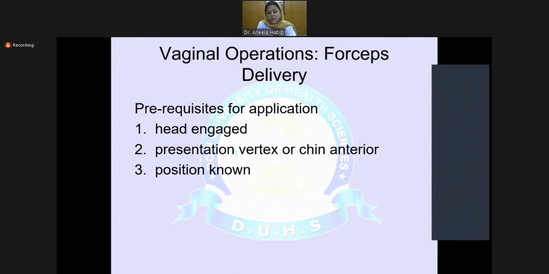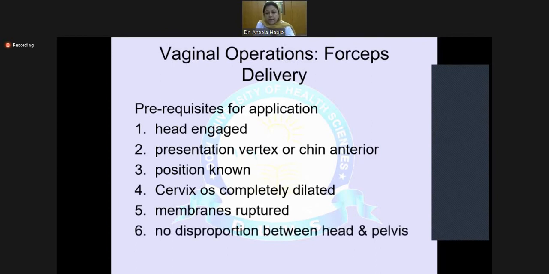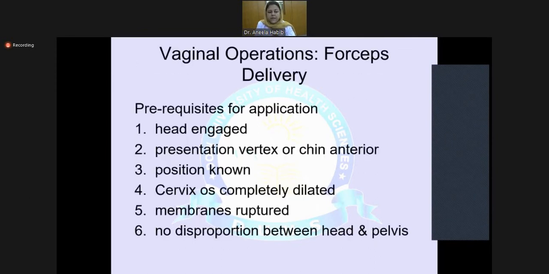And you must know the position of the head, and the cervical os is completely dilated, fully dilated, and the membranes are ruptured. And there should be no disproportion between the fetal head and the pelvis. It means the pelvis is adequate enough to deliver that baby, and that the baby is not of such a big size, which may lead to shoulder dystocia. So these are the prerequisites. Number 1, 2, 3, 4, 5, 6.